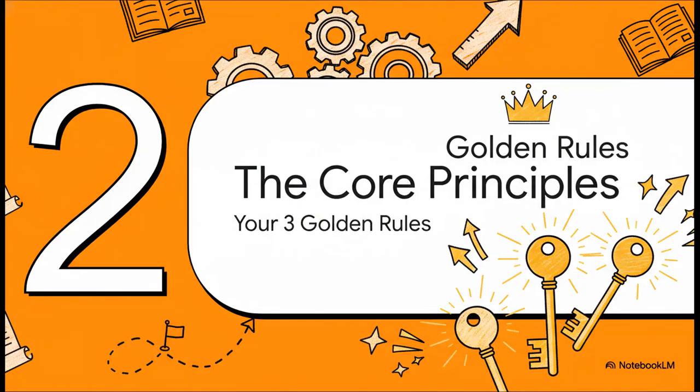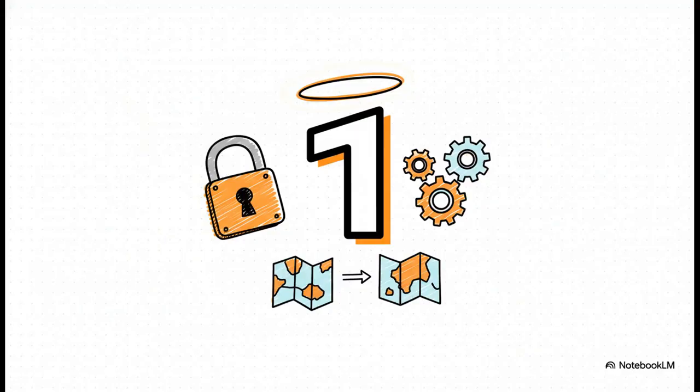Okay, so we get the objectives. Now let's get into the non-negotiables. There are 3, let's call them golden rules, that every single top-scoring answer has to follow. If you can get these right, you are well on your way. First up, rule number 1. And I'll warn you, this one might feel a little weird, a bit counterintuitive, but you've got to trust me on this. It is vital.